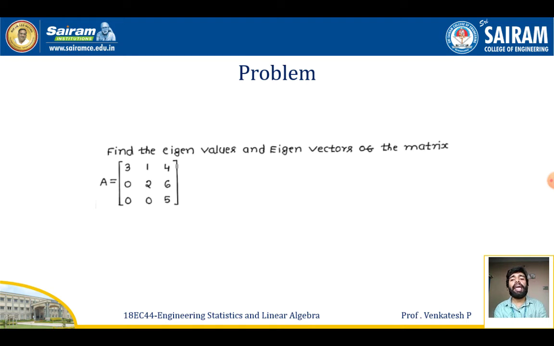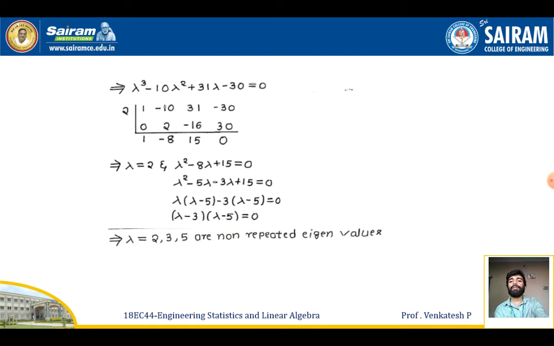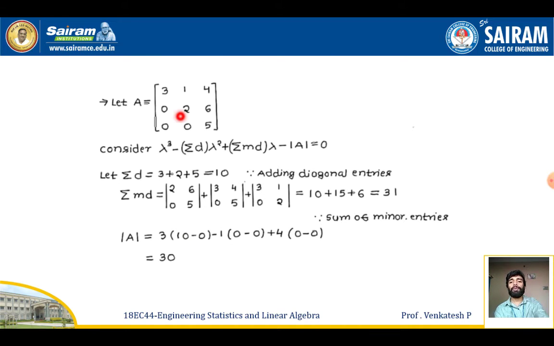Example: find the eigenvalues and eigenvectors of the matrix A is equal to [3, 1, 4; 0, 2, 6; 0, 0, 5]. So the given matrix is an upper triangular matrix. We have to find the eigenvalues and eigenvectors for this matrix. So we'll see how to find that. First consider the matrix A is equal to [3, 1, 4; 0, 2, 6; 0, 0, 5].